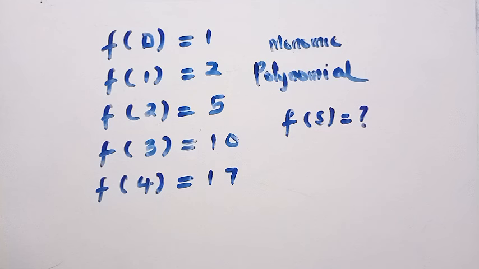How to solve this nice monic polynomial for f of 5, given that f of 0 is 1, f of 1 is 2, f of 2 is 5, f of 3 is 10, f of 4 is 17, if the degree is 5. We have the degree of 5 here. I'm going to solve this in two ways, and we are going to see which of these two methods is better to approach this problem. Let's get into it.